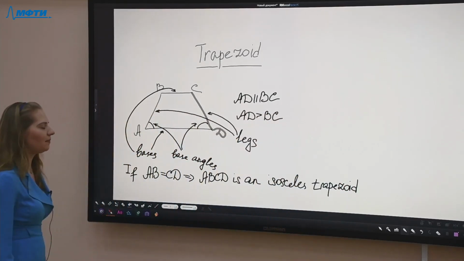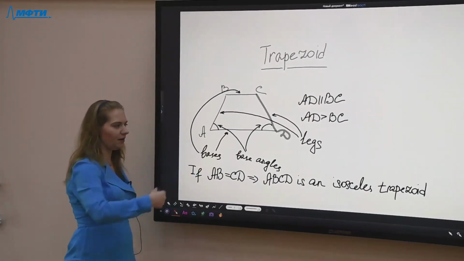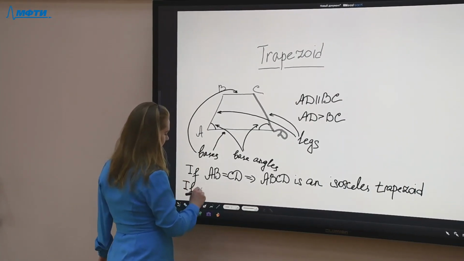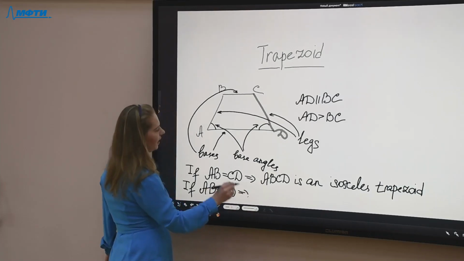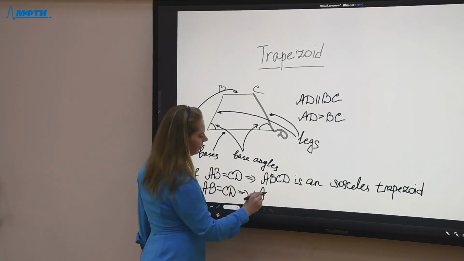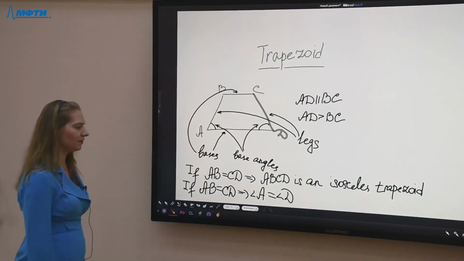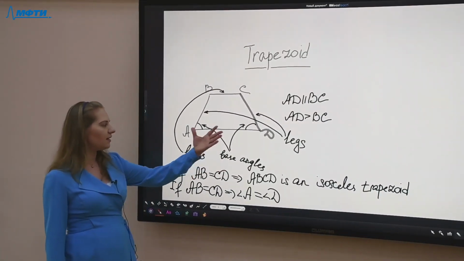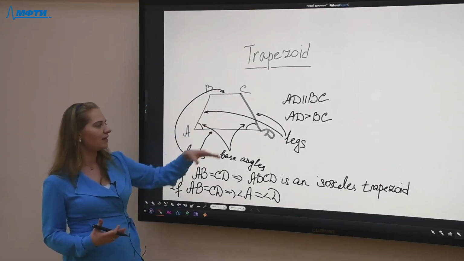And what is the main property of an isosceles trapezoid? The main property is that base angles are equal. So if AB is equal to DC, we have that angle A and angle D are congruent. And vice versa, if we have two congruent base angles, we can say that our trapezoid is an isosceles, so its legs are congruent.